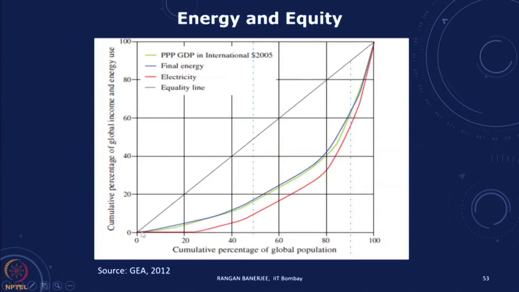While if you look at the poorest 50%, you will find that the poorest 50% consume less than 10% of the total cumulative energy. So, when we talk in terms of the overall energy scenario, there is a very significant inequality in distribution in terms of access to energy, in terms of electricity. And as we develop, the plan is to try and reduce these inequalities.